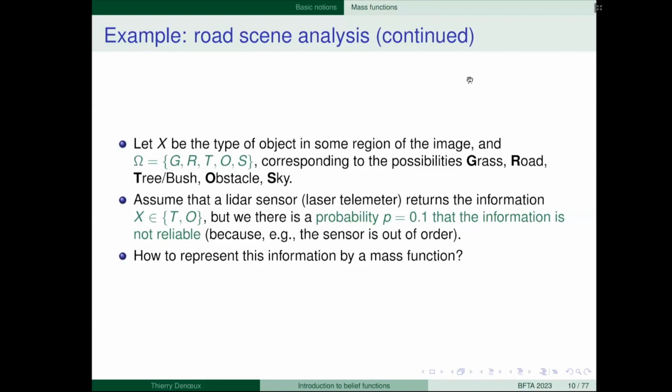But this sensor is also uncertain. Actually, we assume that we have a 10% probability that this information is not reliable because, for example, the sensor might be out of order, or obstructed, or something like that. So we want to represent this information. You see, this information is both imprecise, because it tells us that we have either a tree or an obstacle, but nothing more specific, and it is uncertain because it's only partially reliable.